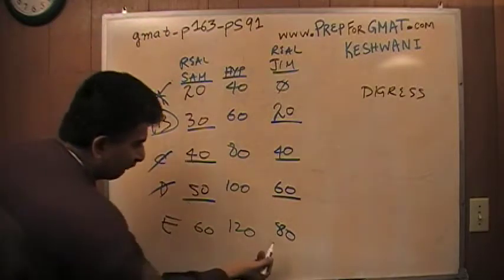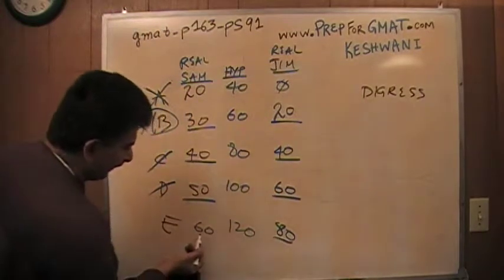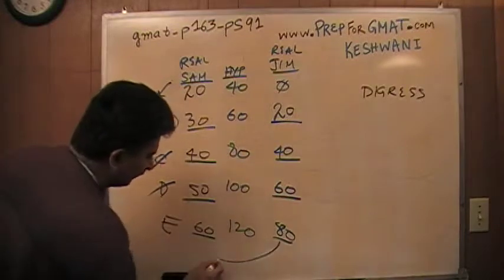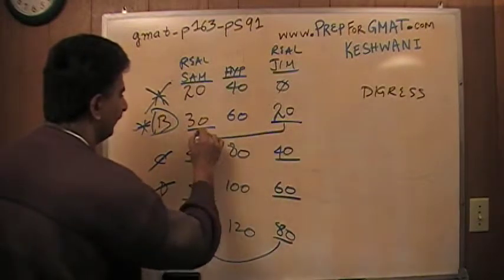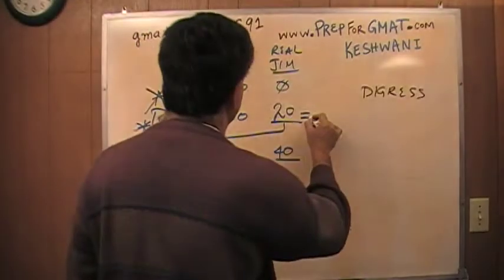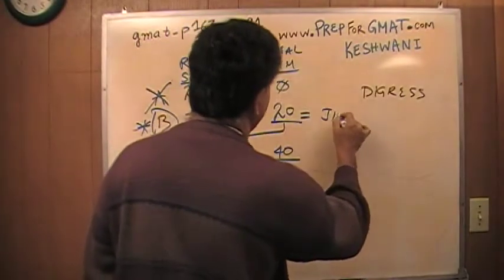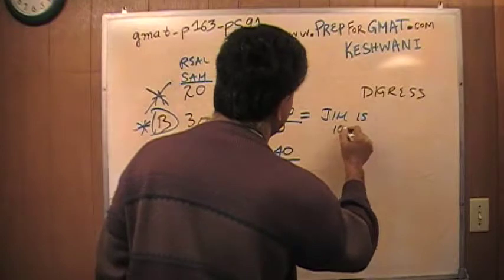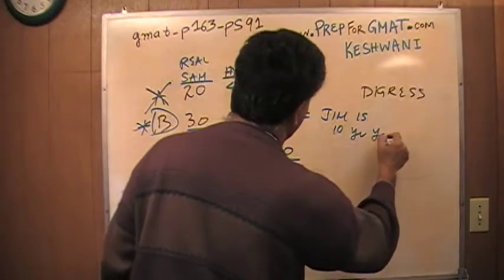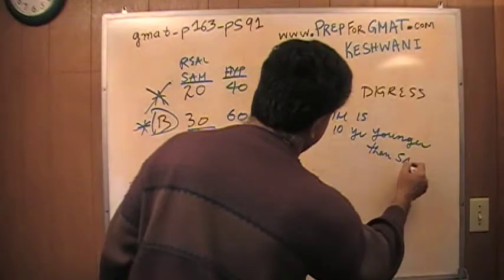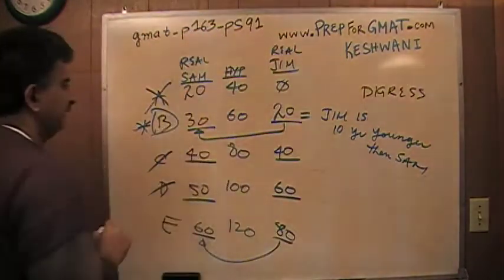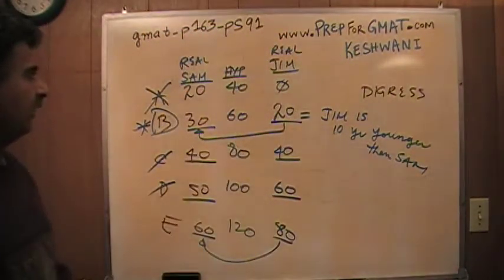So if that were the case, as you can see, this guy becomes 20 years older than this guy. It doesn't work. He has to be 10 years younger. I'm going to make a note here. Jim is 10 years younger than Sam, which is why this is the right answer. B is the answer. And that's all it is.